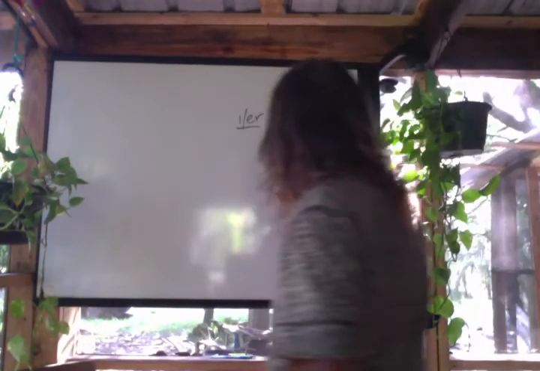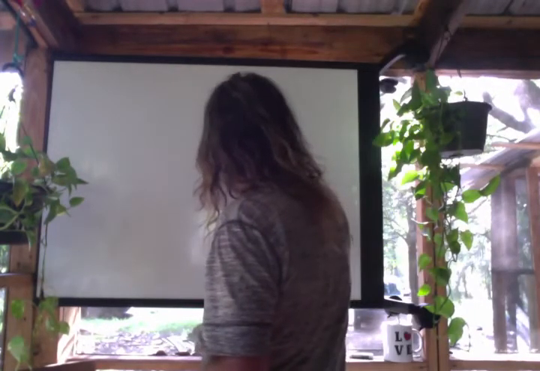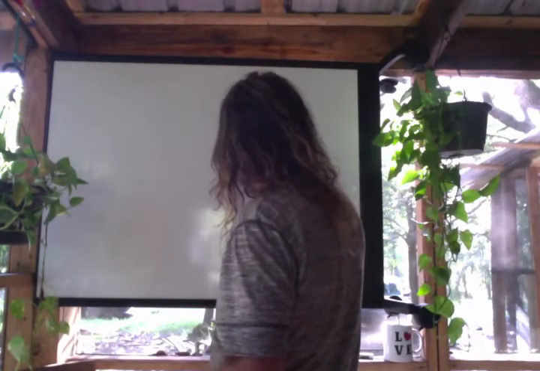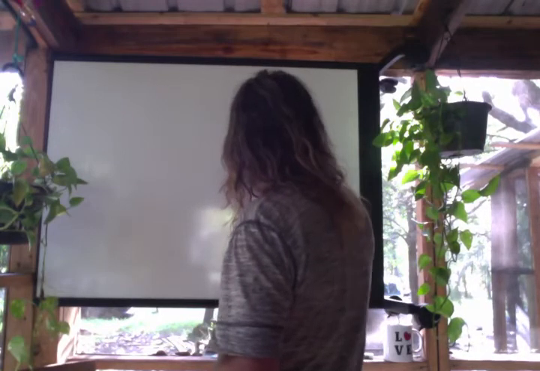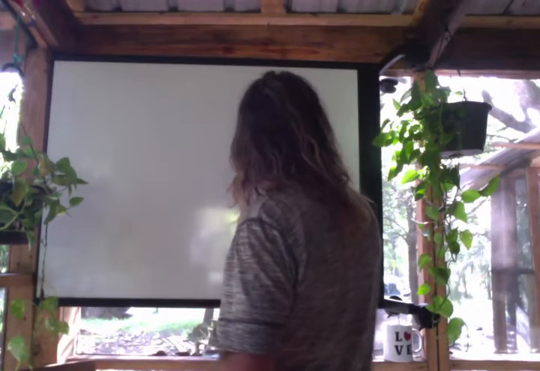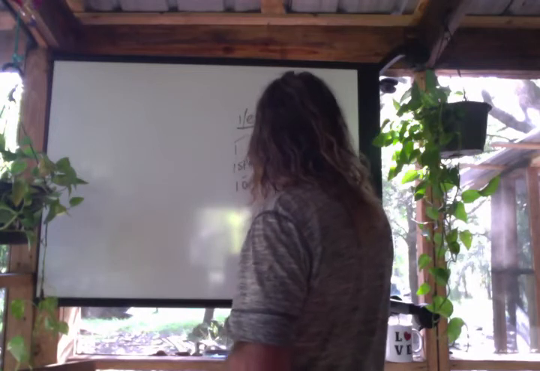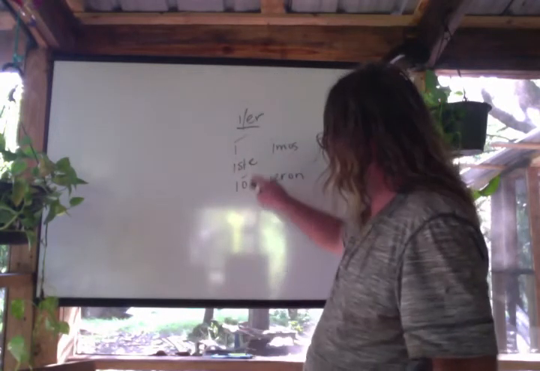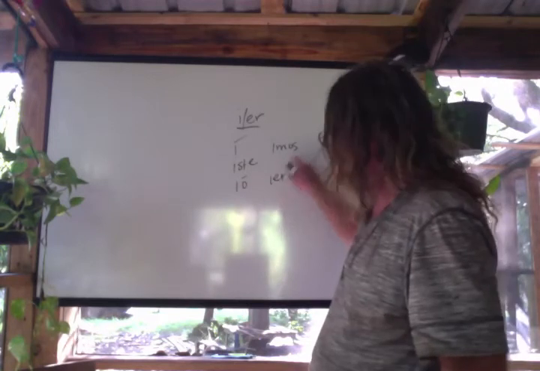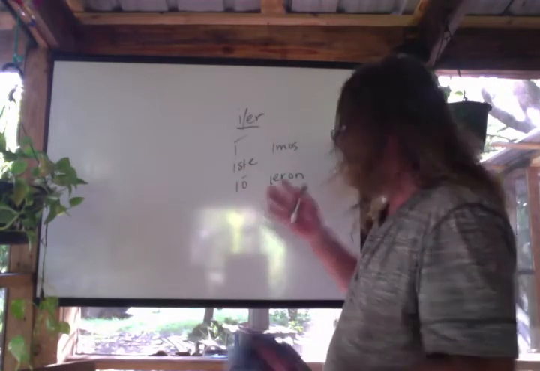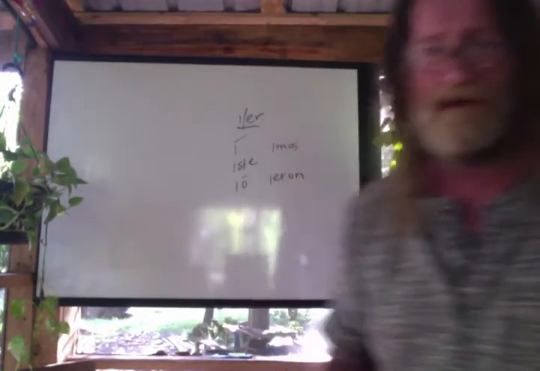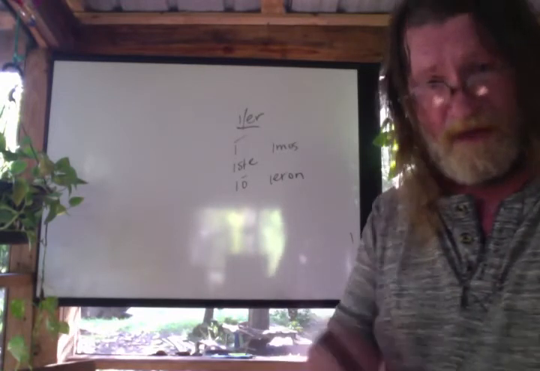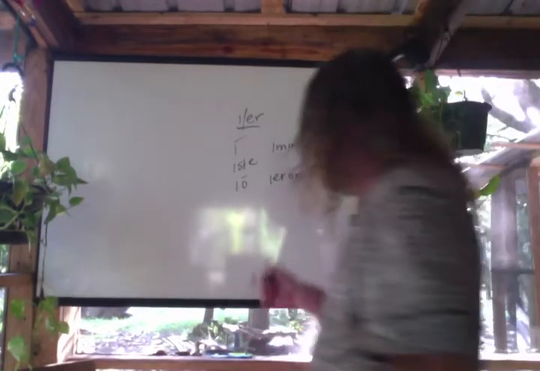So it's iste, yo, imos, yeron. Repitan conmigo. Iste, yo, imos, yeron. And you can take any IR or ER verb and make it be in the past. For example, if we take comer.